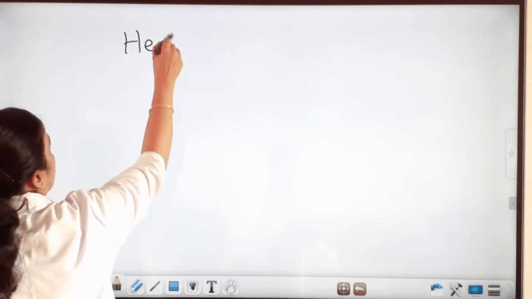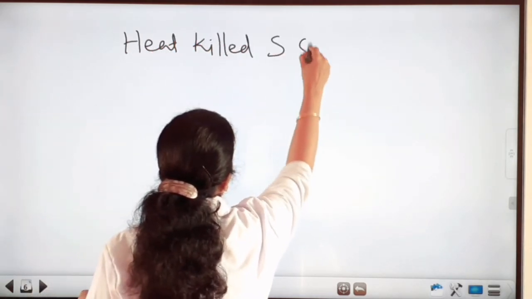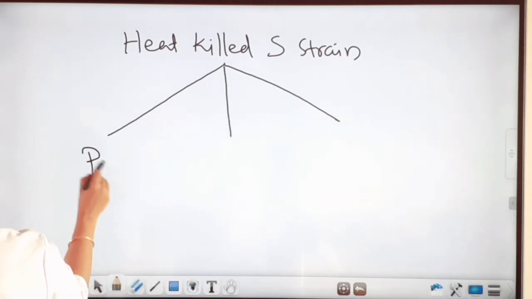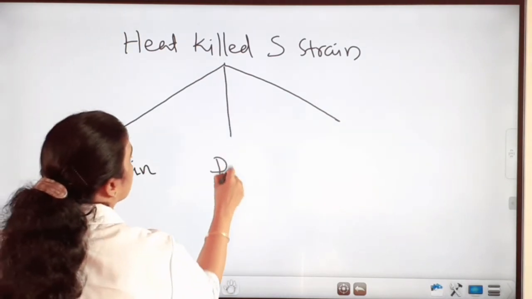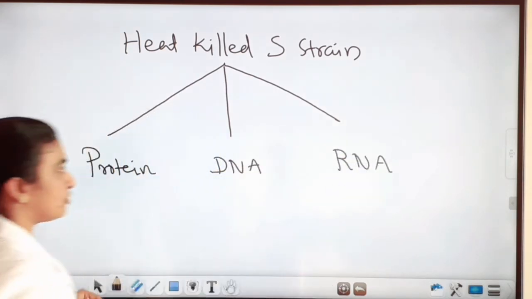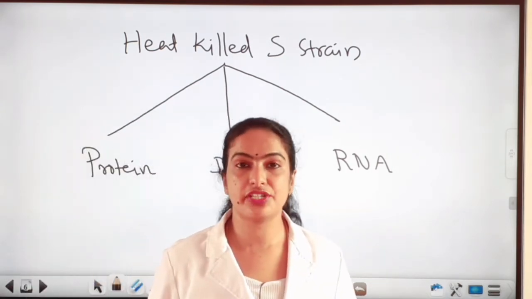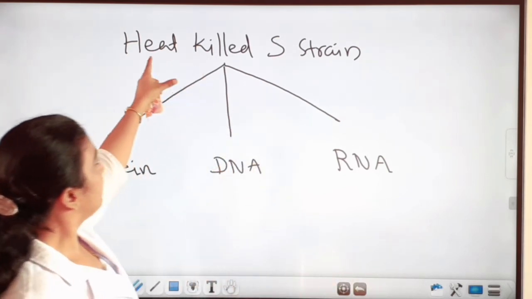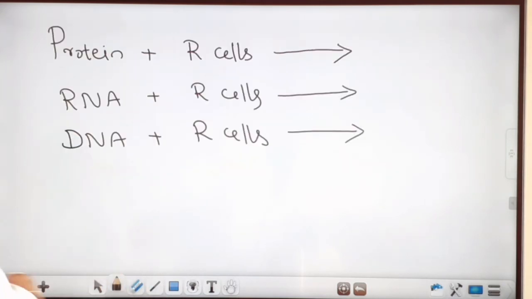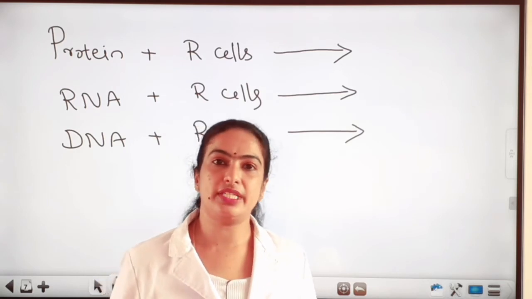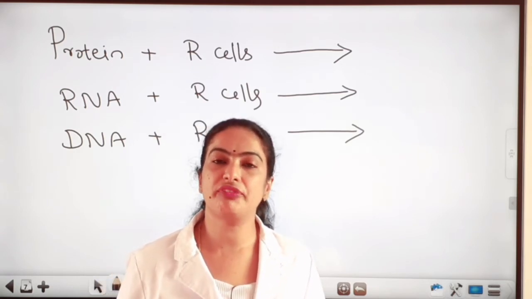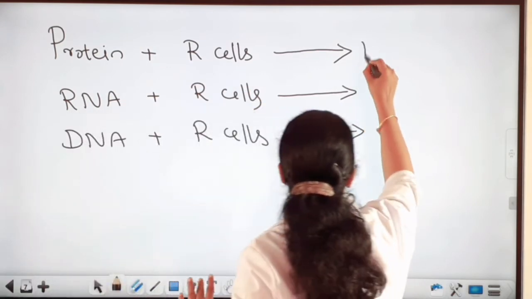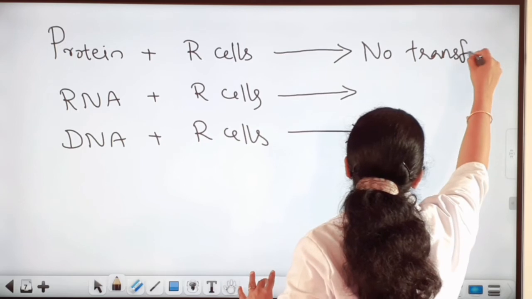So, from the heat-killed S strain, they purified biochemicals such as protein, DNA and RNA to find out which is the genetic material that caused the transformation of R strain into S strain. So we can see three biochemicals are purified from this heat-killed strain. Now we can see what will happen. The first, protein, which is purified from the heat-killed S strain, is mixed with the R cell. So there is no transformation of R cell into S cell.